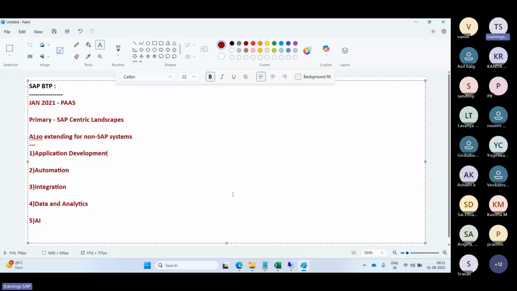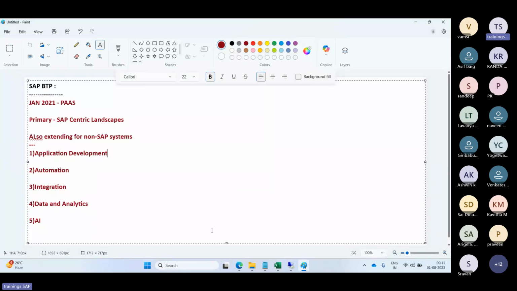Application development means they are providing tools like SAP Build, low code, no code. They provide tools to develop applications and automate business processes with minimal coding. For example, BAS is one of the BTP services. Those related functionalities they are providing to SAP here, right? So that is the main thing here, right?